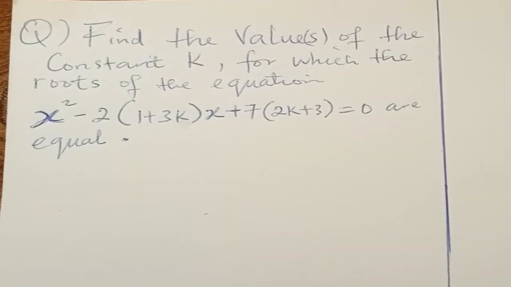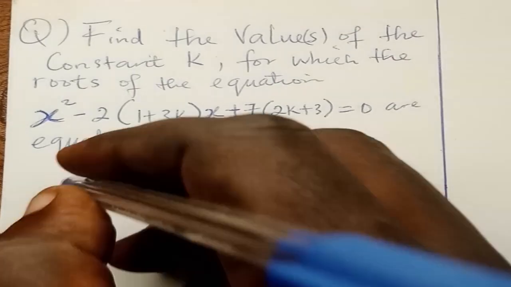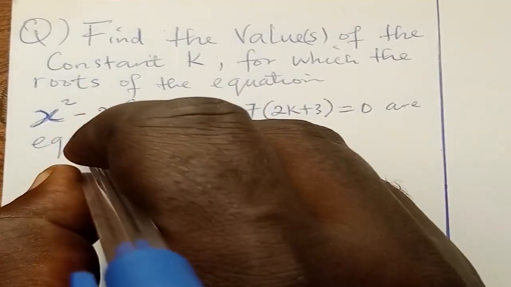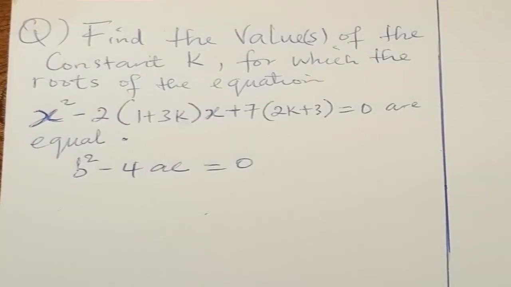Now, there is something you need to know. If the roots of the equation are to be equal, then the discriminant b squared minus 4ac must be equal to 0. That's the first step we need to use to approach this question. If at all they should be equal, then the discriminant b squared minus 4ac must be equal to 0. In other words, b squared minus 4ac must be equal to 0.